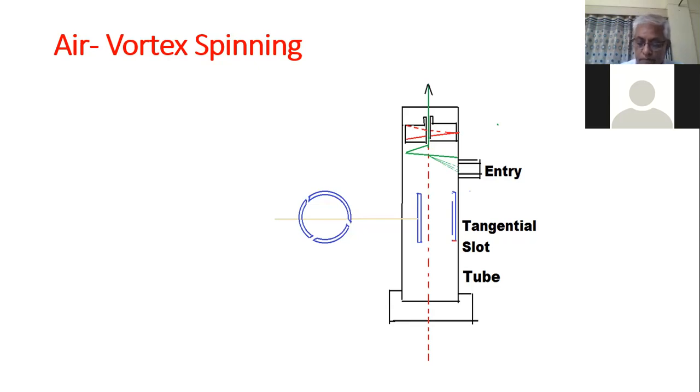So today we have studied the air vortex spinning, in which twisting is done with the help of vortex of the air. So this was another open end spinning system in which open yarn end is introduced, and the fibers which are entering from the right hand side are attached to this rapidly rotating yarn end, and then the yarn is going in the upward direction, and after that there is a winding arrangement. So with this we finish today's lecture.